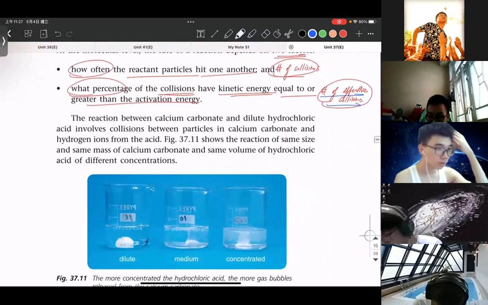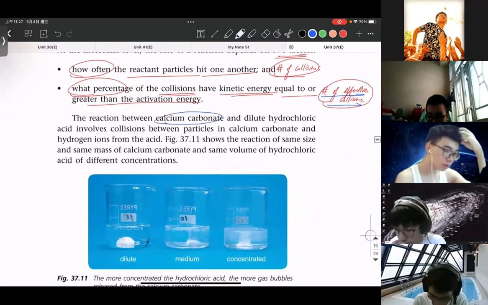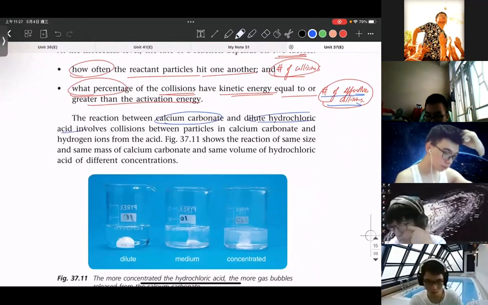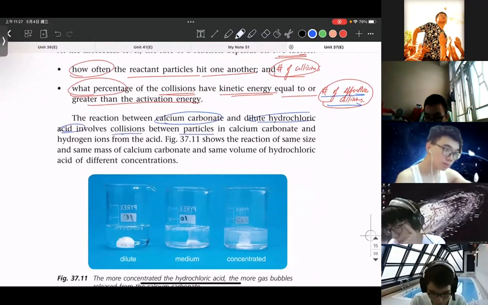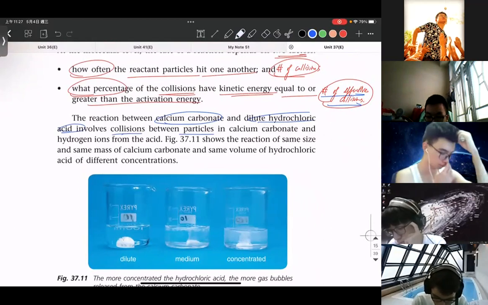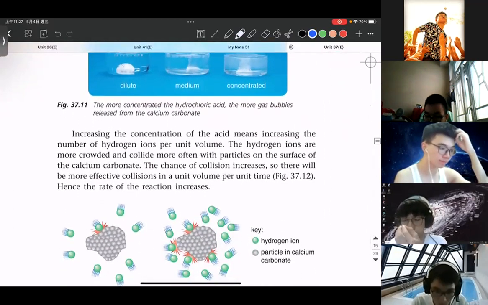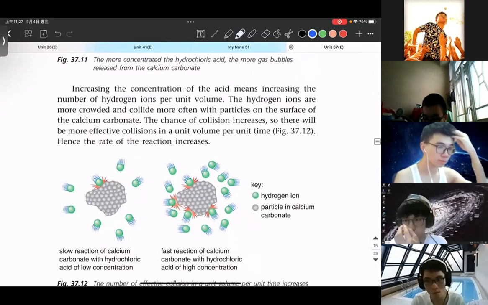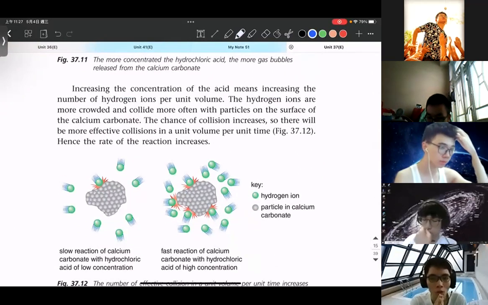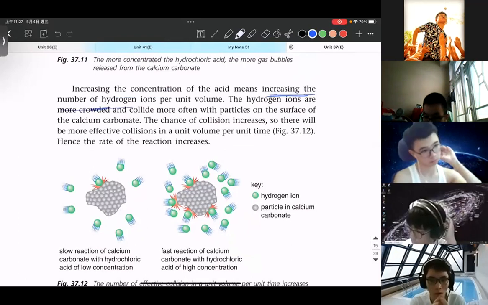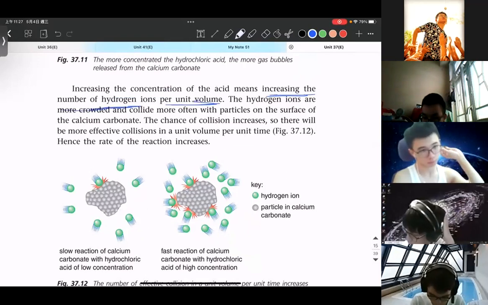So if you want to talk about the reaction between a solid and an aqueous solution, it involves collision between the particles, responsible mainly for hydrogen ions. And once the reaction can go, increasing the concentration means increasing the number of hydrogen ions per unit volume.